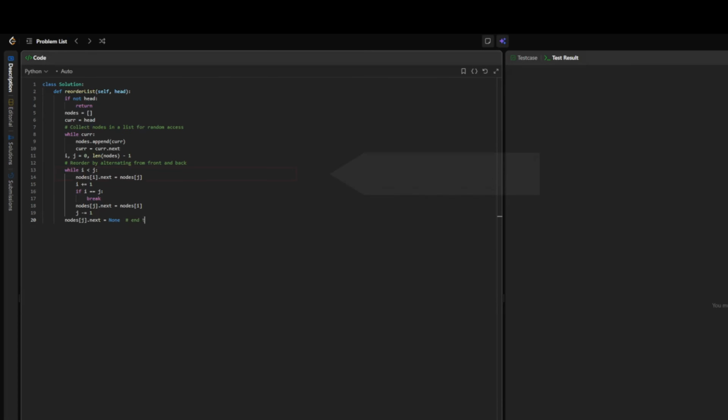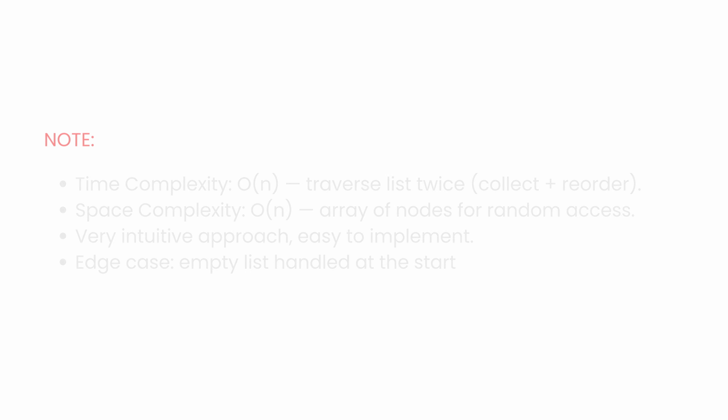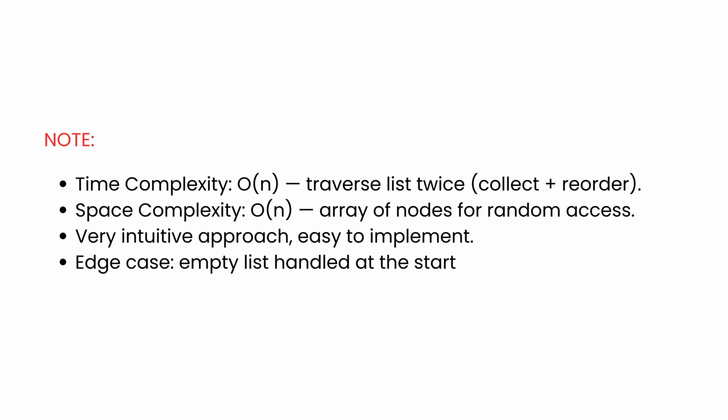And that's how this algorithm works. It first collects all nodes into an array, then reorders them alternately from front and back, and finally ends the list properly. Efficient, simple, and elegant. Time complexity. O(n). Traverse the list twice, collect plus reorder. Space complexity. O(n), array of nodes for random access. Very intuitive approach, easy to implement. Edge case. Empty list handled at the start.